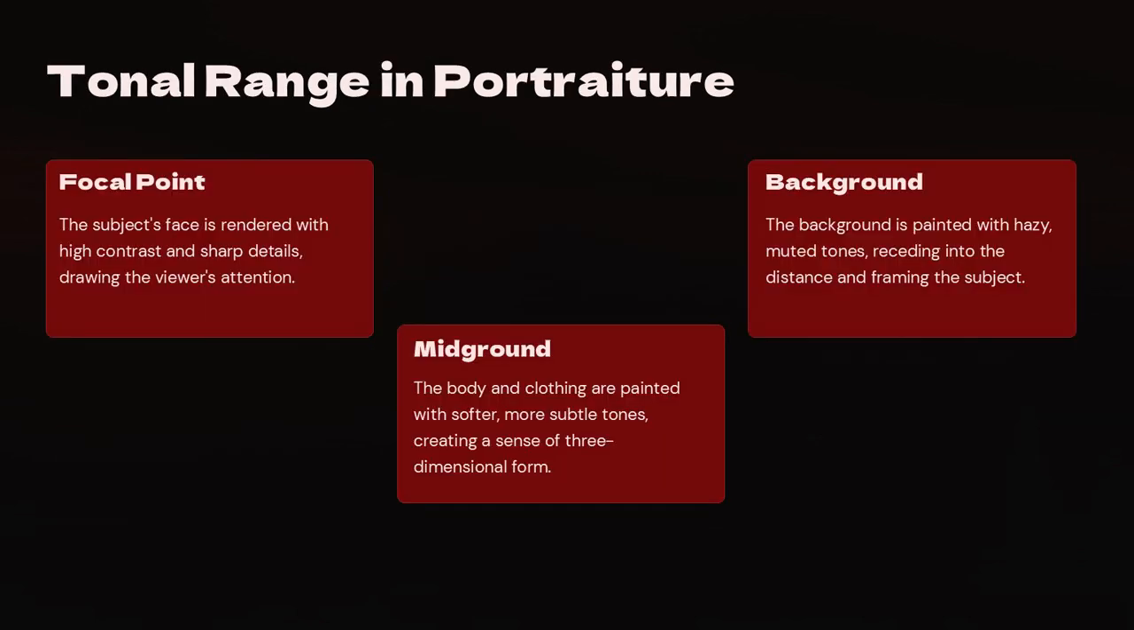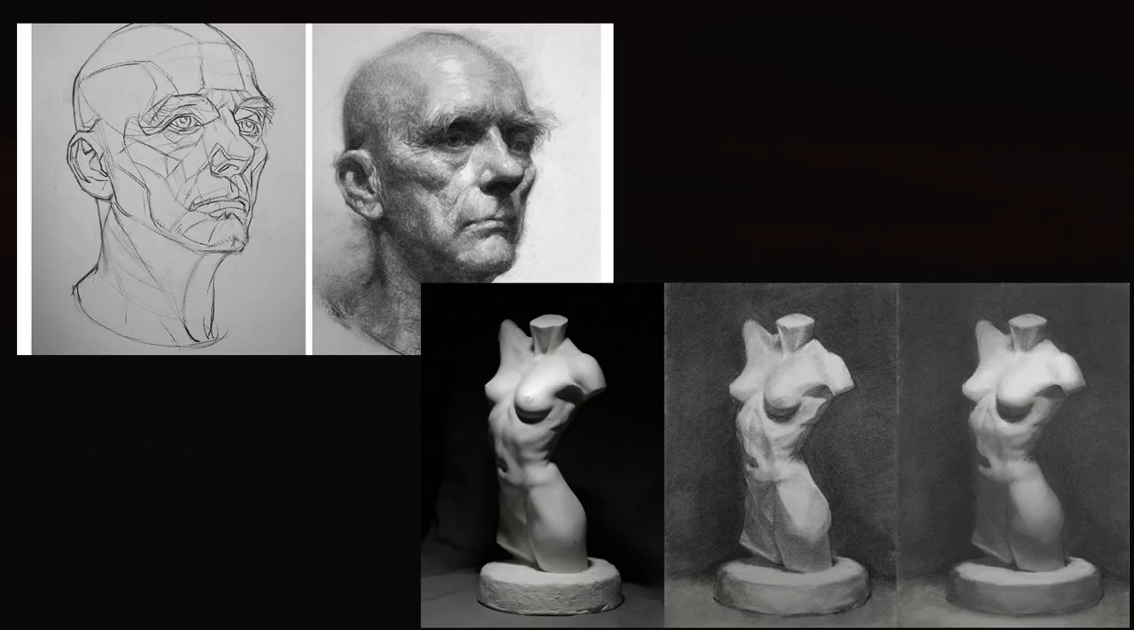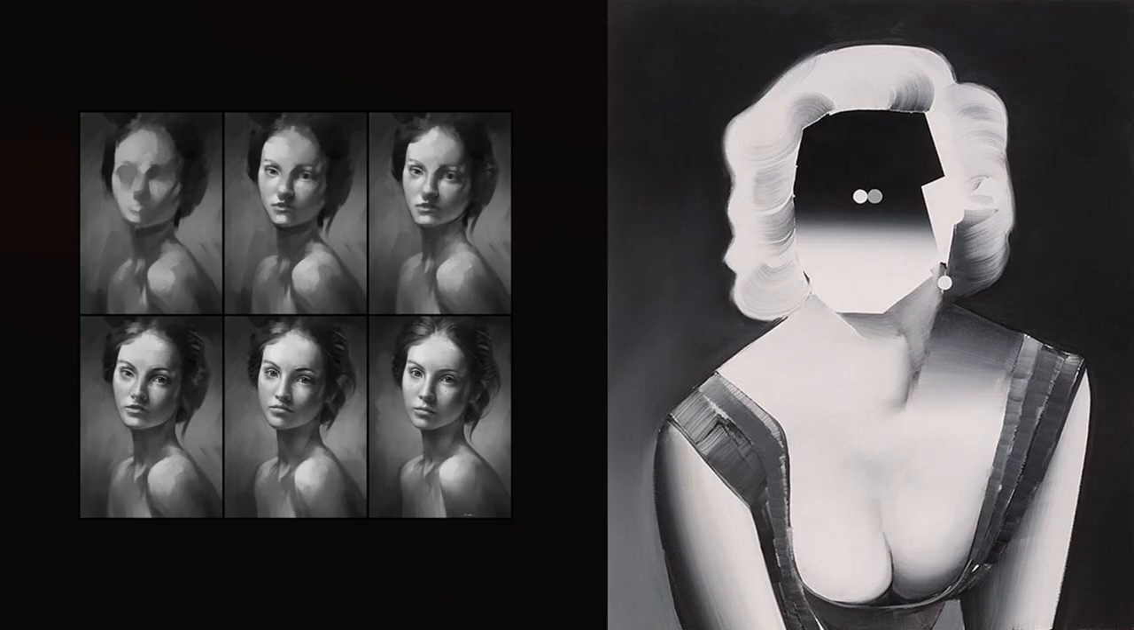Tonal range in portraiture. Focal point. The subject's face is rendered with high contrast and sharp details, drawing the viewer's attention. Midground. The body and clothing are painted with softer, more subtle tones, creating a sense of three-dimensional form. Background. The background is painted with hazy, muted tones, receding into the distance and framing the subject.